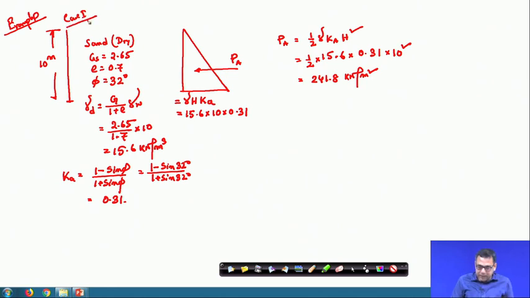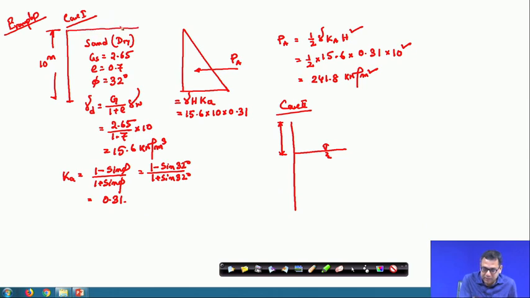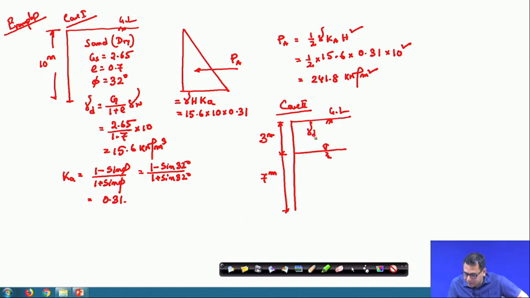Now, in the case 2, I have taken the same soil layer, but the water table is at 3 meter below the ground level. So, this is the ground level, GL, this is the wall, here also this is the ground level. This is 3 meter and this one is 7 meter. The same problem I have taken. So, this is the gamma dry, but this is gamma saturated. But the same G value and e values are given.